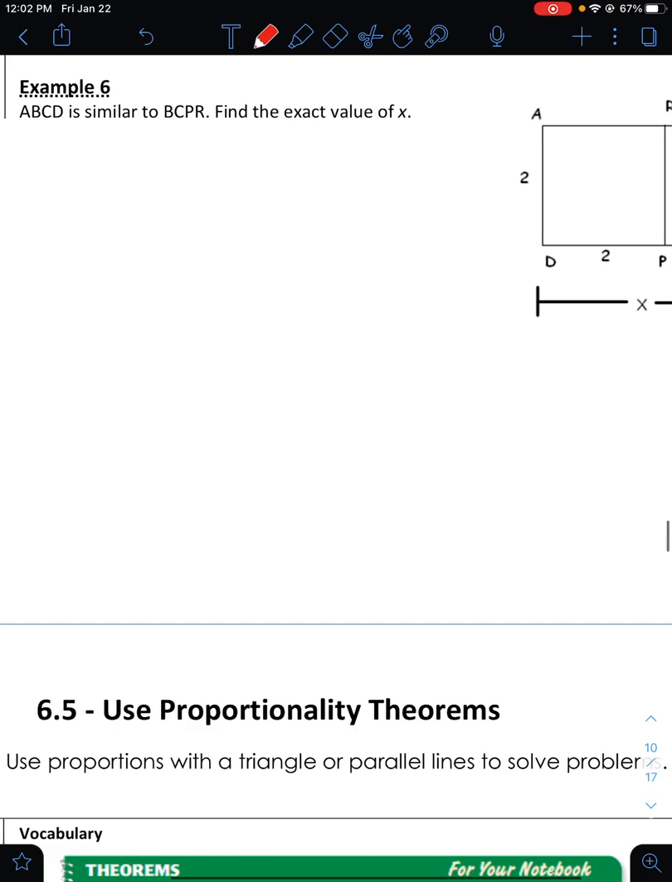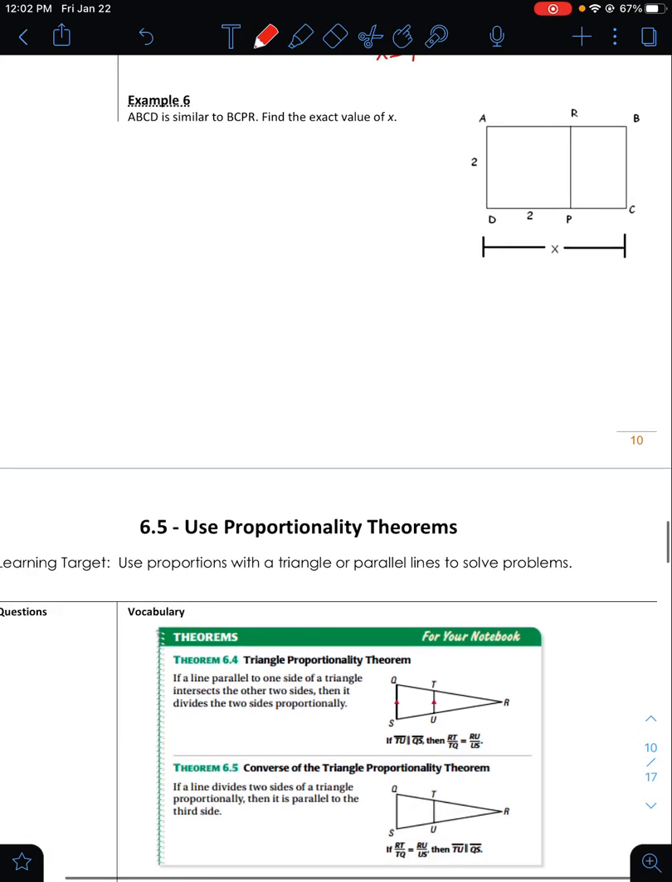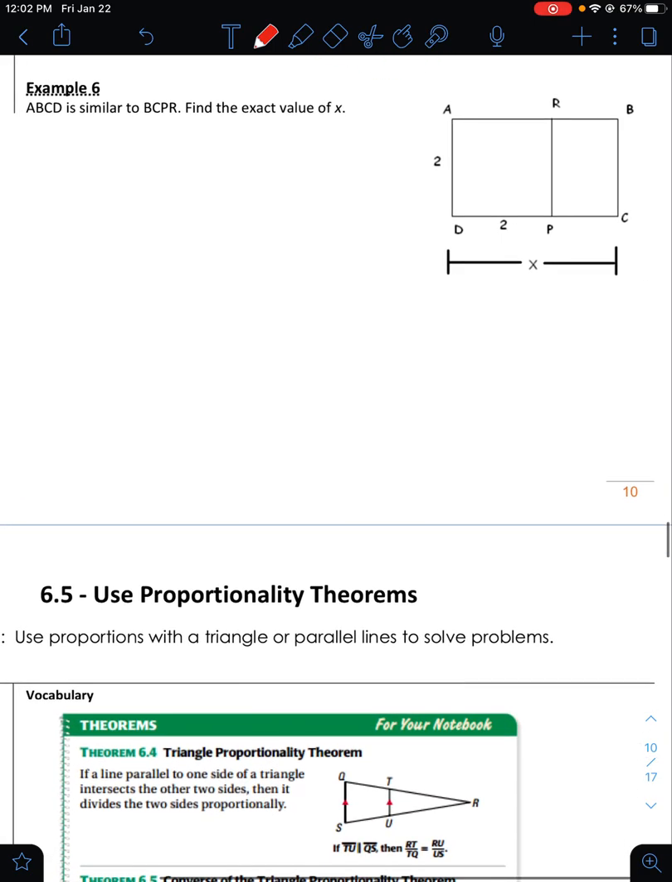All right, number 6. Number 6 is going to be a similar setup. It's just the algebra behind it is going to be a little complicated. We have ABCD is similar to BCPR. So just get your bearings. ABCD is the large rectangle. BCPR is this one, okay? Now, they're not oriented in the same way, but we'll look at that in just a minute.